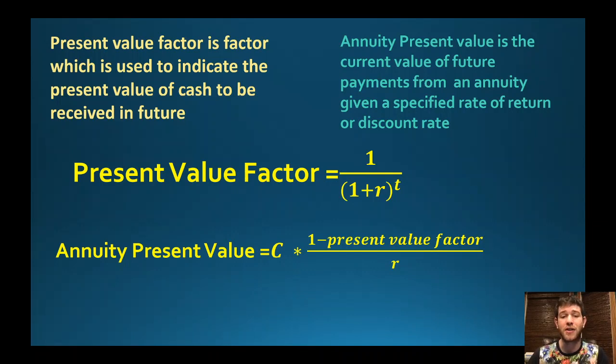So the present value factor is equal to 1 over 1 plus r raised to the t. And annuity present value is equal to c, which is the amount we're going with, times 1 minus present value factor over r. These still look a little complicated, so I'm going to give you two real-world examples that you might run into or have seen others run into to help better explain why these are important and what kind of problems we could actually solve with them.